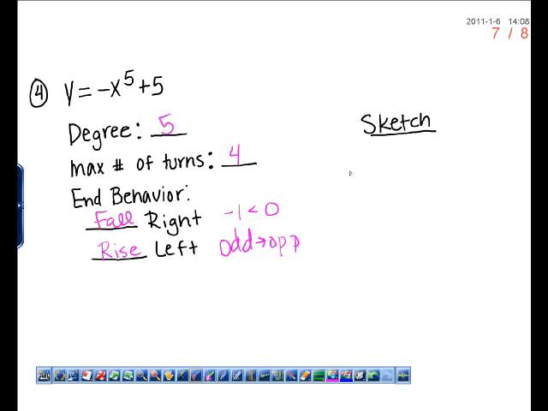So fall right, rise left, starting pointing up, and I need 4 turns. 1, 2, 3, 4.